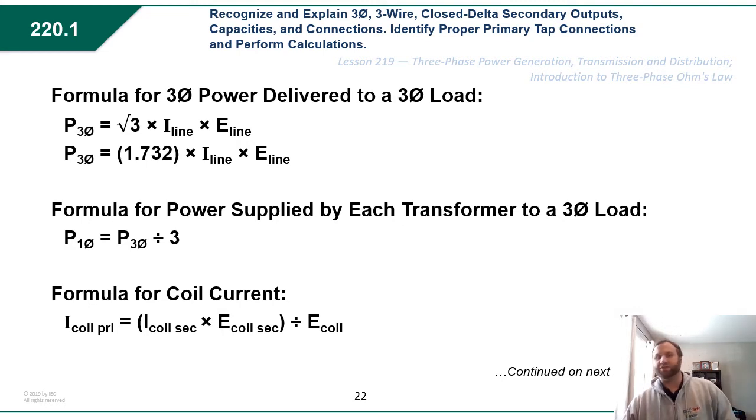Power of 3-phase equals the square root of 3 times the amperage of line times the voltage of line. Remember, in a transformer, power in equals power out. And then the formula for coil current, right at the bottom there: the amperage of the coil primary is equal to the I coil secondary times the E coil of secondary divided by the E coil primary. That's supposed to say primary right there.